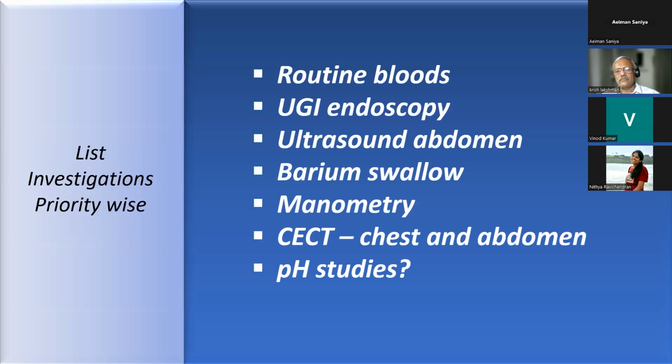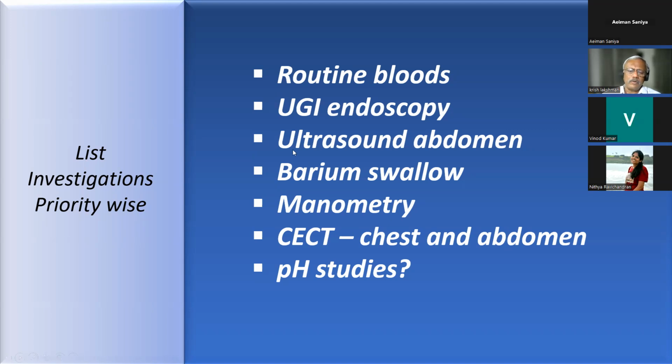Okay. You got the right routine blood, not just CBC. You want to know perhaps the urea and creatinine and blood sugar also. The patient is very cachectic. You may even ask for electrolytes. Ultrasound, barium swallow. Patient has come to you with dysphagia. Manometry, CT, and I put question marks, pH studies. Okay. This would be the priority in which you do it.